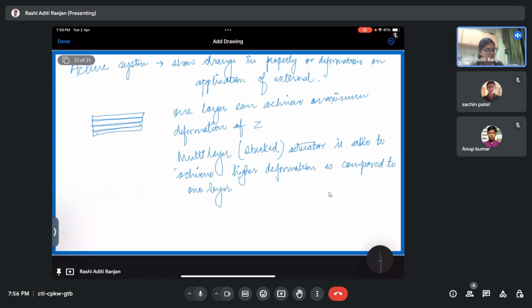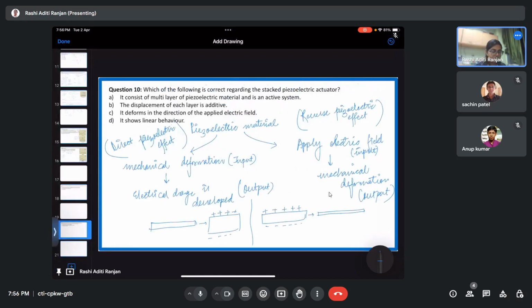Okay, so if I talk about my first option, it consists of multi-layer of piezoelectric material and is an active system. Yes, this is correct. Absolutely correct. Second is displacement of each layer is additive. Yes, absolutely correct. Definitely. See, if my one layer is actuating by a small amount and my second layer is also actuating by that amount, definitely I can add it, isn't it? Definitely, I can add it. Right. So yes, it is additive in nature.